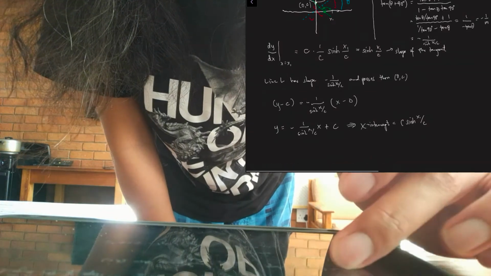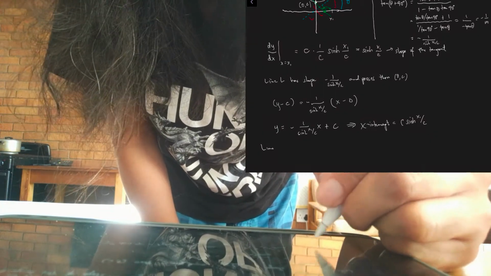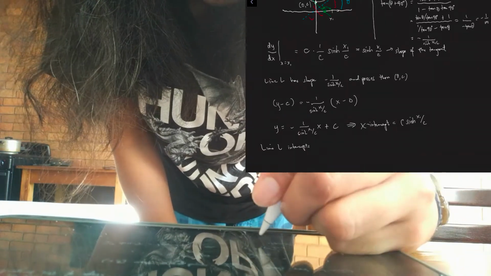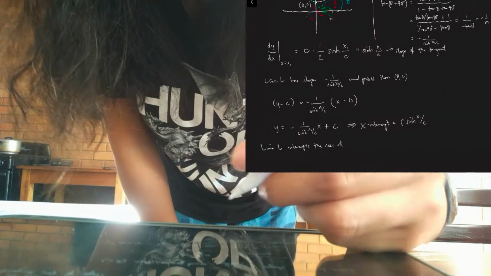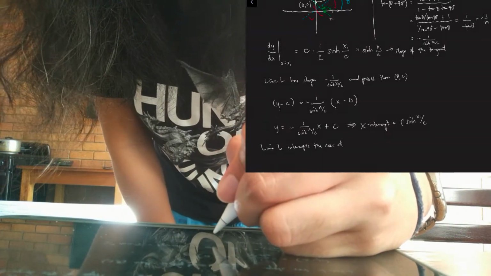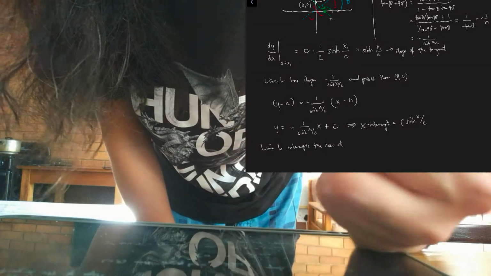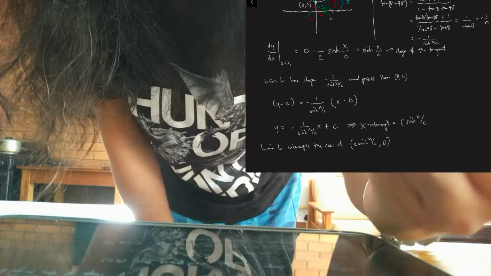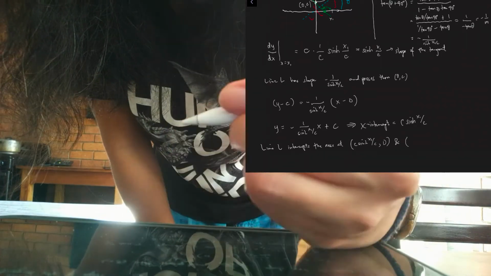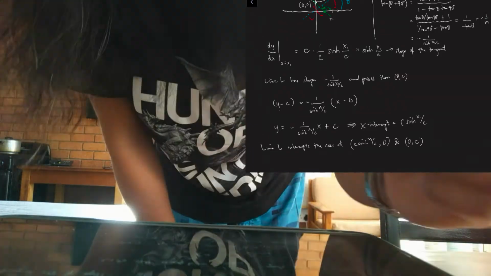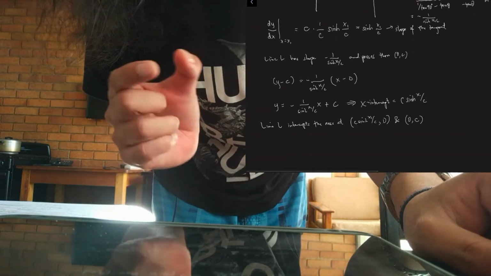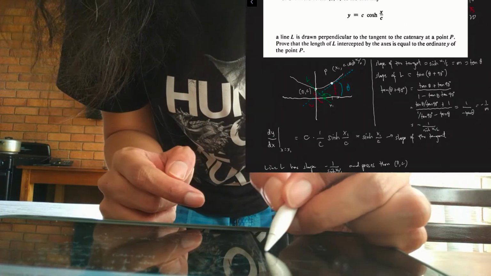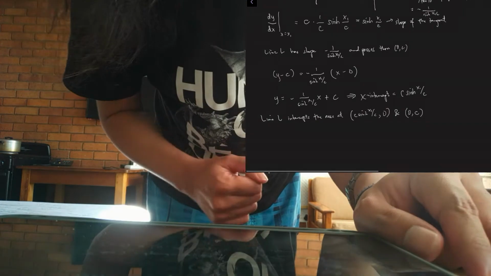So now we know 2 points. Line L intercepts the x-axis at c sinh x1 over c, 0, and the y-axis at 0, c. Therefore we are given the 2 points where it intercepts. We want to find the length of that, the red thing here. So now we just use the distance formula because we know the 2 points.